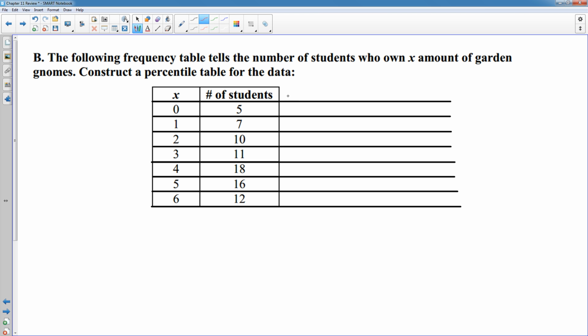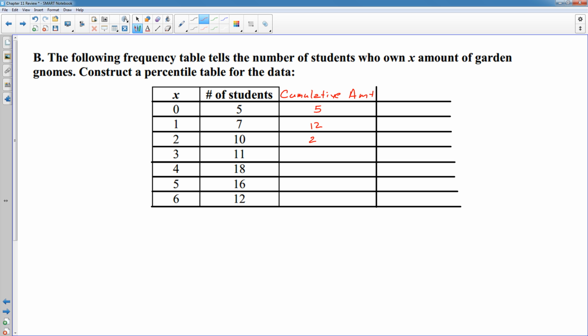I'm just going to add one more column, and this column is going to be the cumulative amount, because that's going to help you with the percentile. You need to know how many total there are, including that category. So, you're just going to add them together. So for x equals 0 up to that point, I have a total of 5 students. And then when I consider x equals 1, with students who have 1 gnome, that's 7 more, so that's going to be 12. We're simply adding all of the numbers up to that point.